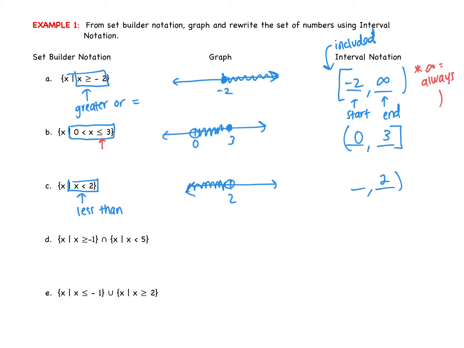Okay, there's no starting point for the shading, so we put an infinity. But because those are negative numbers, it's a negative infinity. And again, infinity always gets a parenthesis. So most people forget that negative.